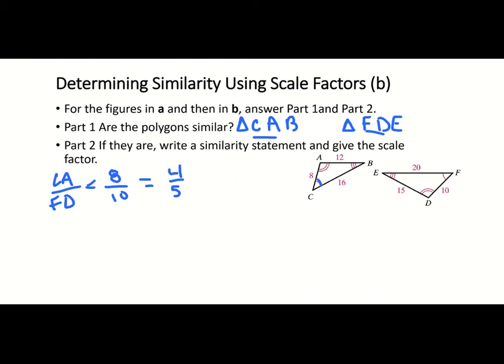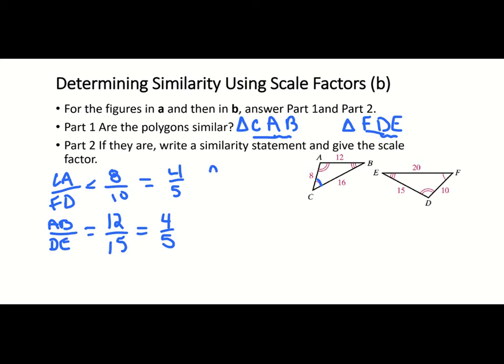Next, we'll do AB and DE. AB is 12, DE is 15. I can simplify both of those by 3, and when I do that, I do get 4/5, so that is good. So we have 2 pairs of corresponding sides that simplify to the scale factor of 4 to 5 right now. So let's look at the third side.